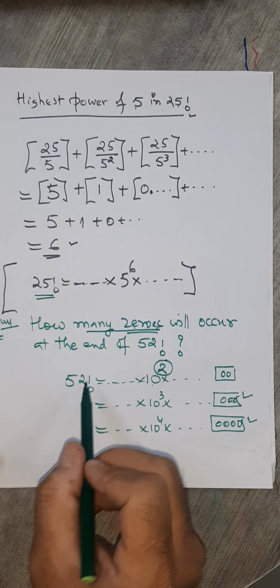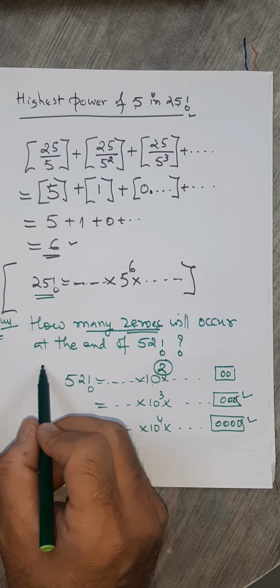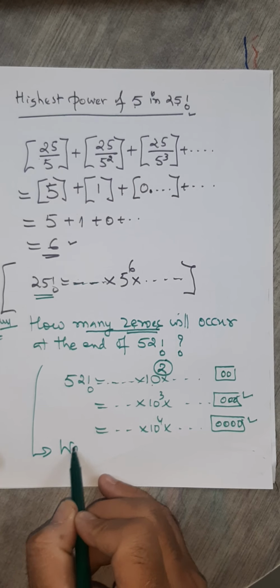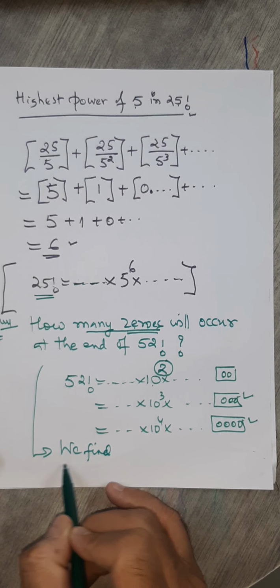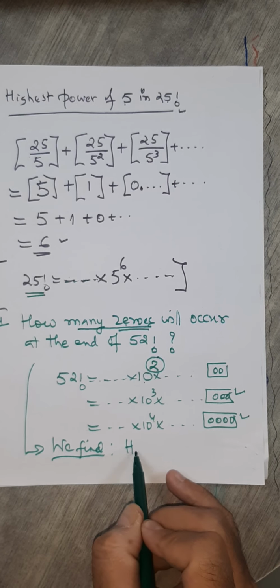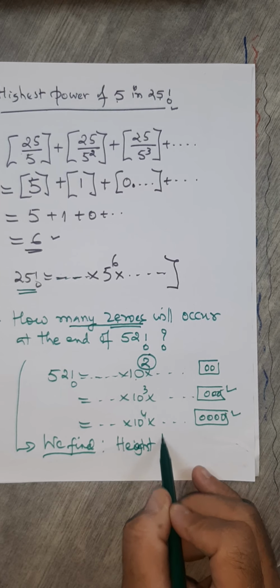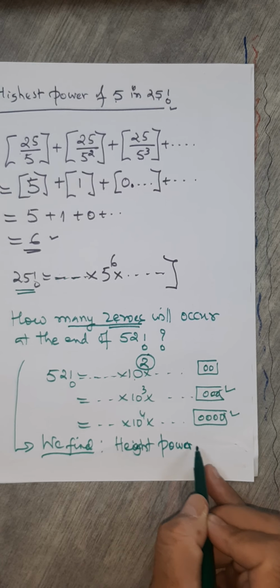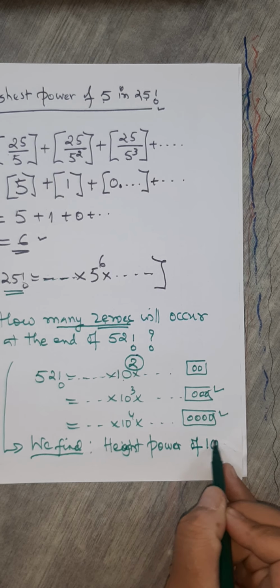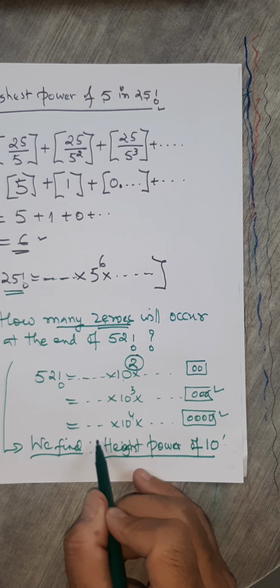What we do to get the zeros? We find the highest power of 10. Which one's highest power will we find? The highest power of 10. We find the highest power of 10.